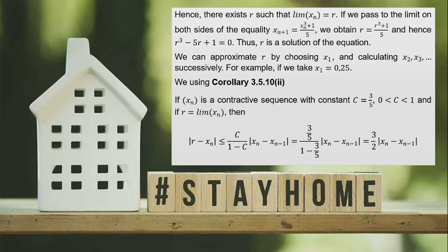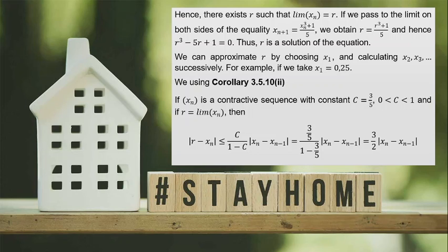Hence, the sequence x_n is such that the limit of x_n equals r. If we pass to the limit on both sides of the equality x_{n+1} equals (x_n^3 + 1)/5, we obtain r equals (r^3 + 1)/5. And hence we get that r^3 minus 5r plus 1 equals 0. Thus, r is the solution of the equation.